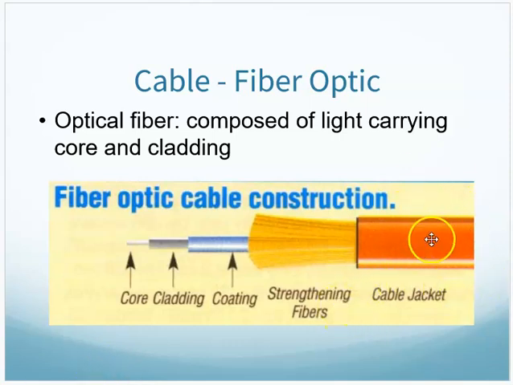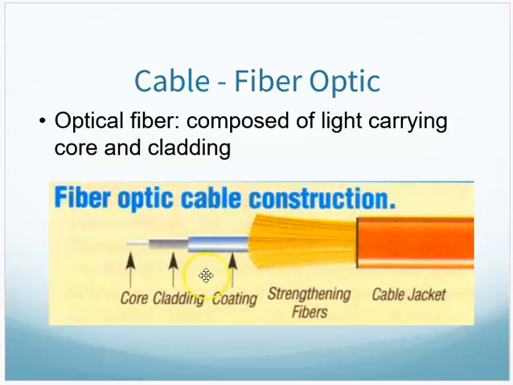I cut the jacket off. That's the protective layer on the outside. I then find strength fibers inside. Those are typically Kevlar, and they're there for tensile strength. If I have to pull the cable, those strength fibers are there to take the bulk of that pull so it's not going to break the glass fiber that's inside. If I cut that away, now I do have a buffer coating. That almost seems like another insulation, if you will, but that's the buffer around the outside of the fiber.